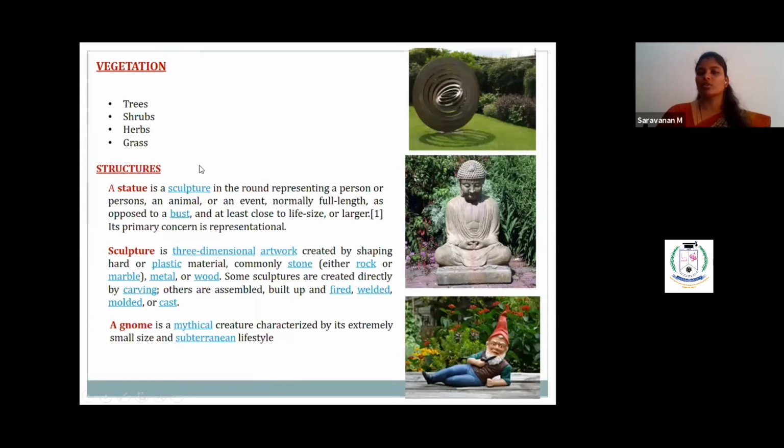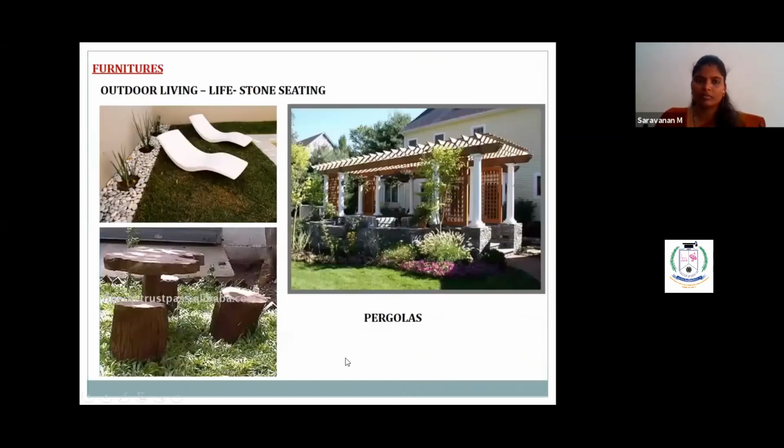When it comes to your structures, a statue is a round representation of a person or animal or an event, which is at least close to life size or larger. That is called a statue. Statue and sculpture are both the same. Sculpture is a three-dimensional artwork which is created by shaping different kinds of materials, built from wood, metal, and so on. These are the furnitures which are used for your outdoor living, such as the pergola and outdoor seating.